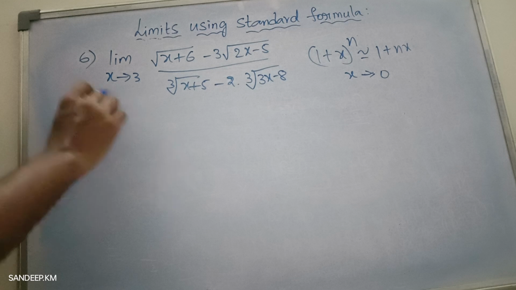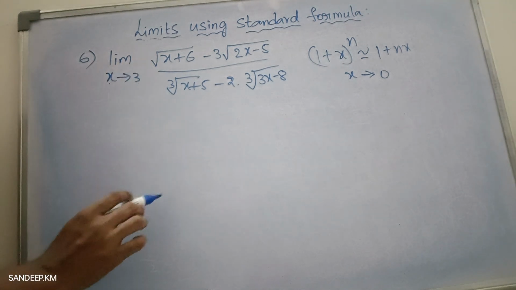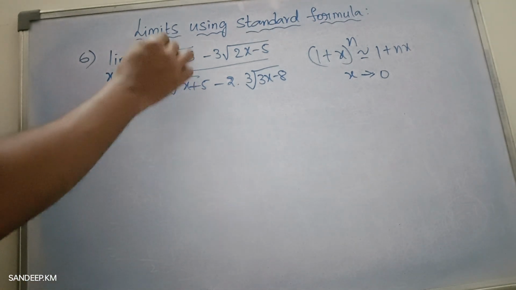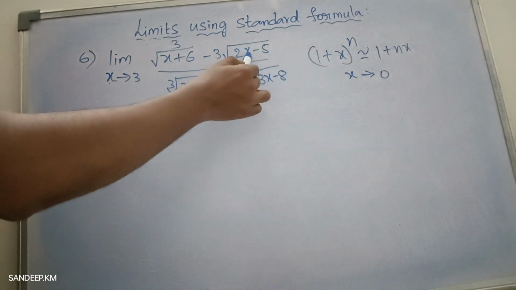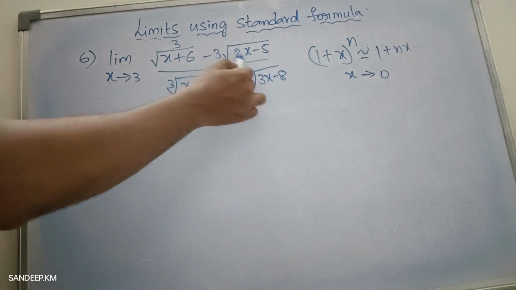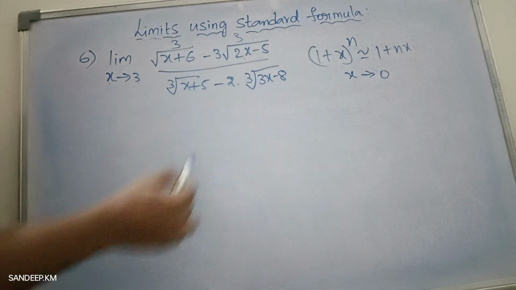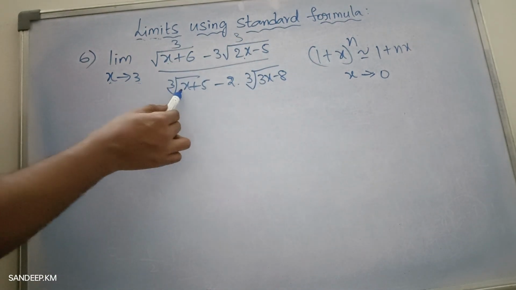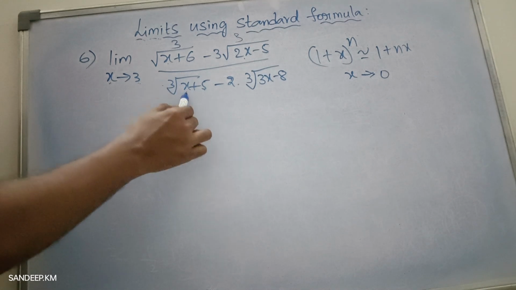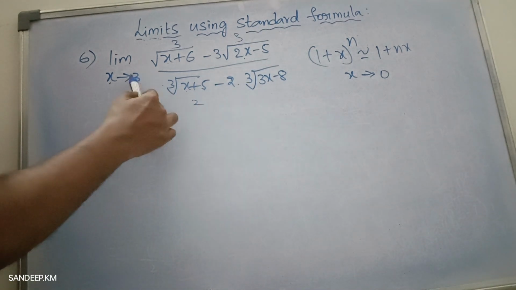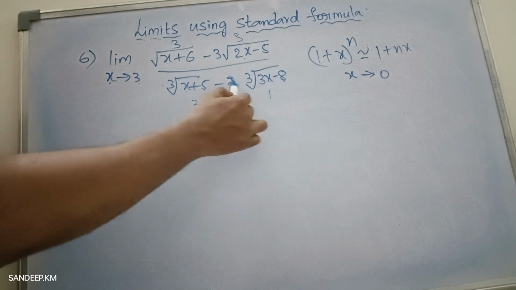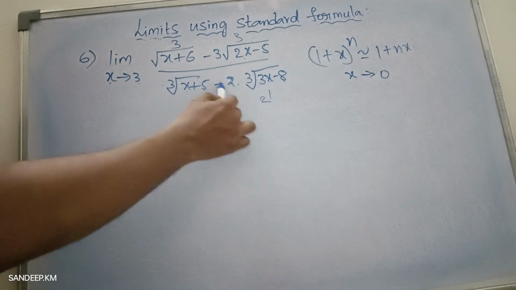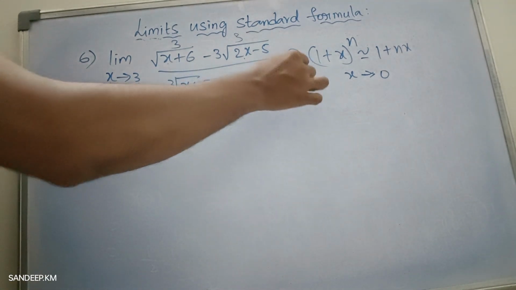Anyhow, if I directly substitute x as 3, root of 3 plus 6 is root 9, which is 3. 2 into 3, 2 3s are 6, minus 5, 1. So 3 into 1 will be 3. The numerator is 0. Similarly, if I substitute x as 3, 3 plus 5 is 8, and cube root of 8 is 2. Again, 3 3s are 9, 9 minus 8, 1. Cube root of 1 is 1, 2 1s are 2. So 2 minus 2, 0. This question is taking 0 by 0 form.